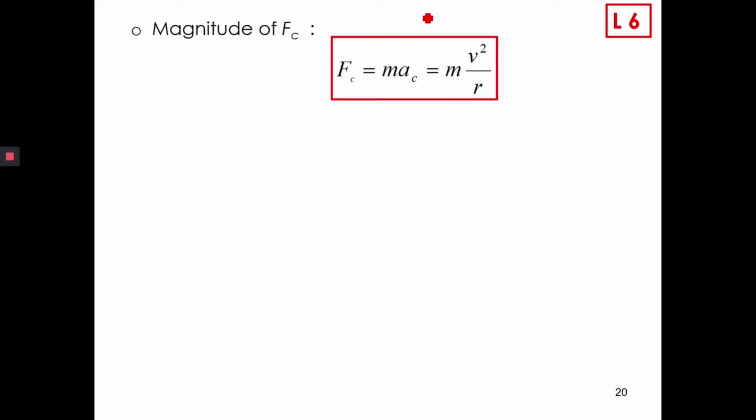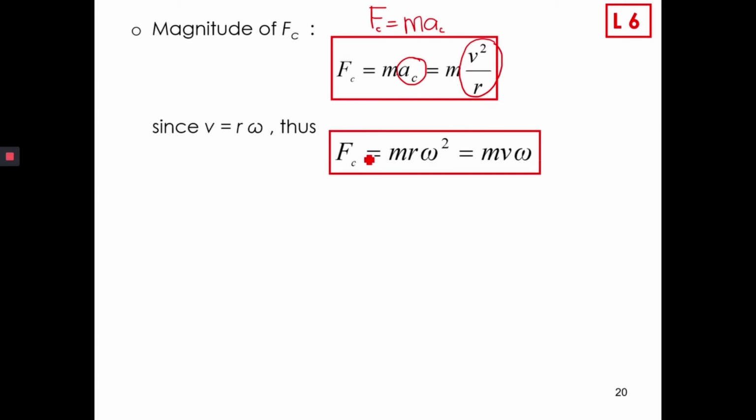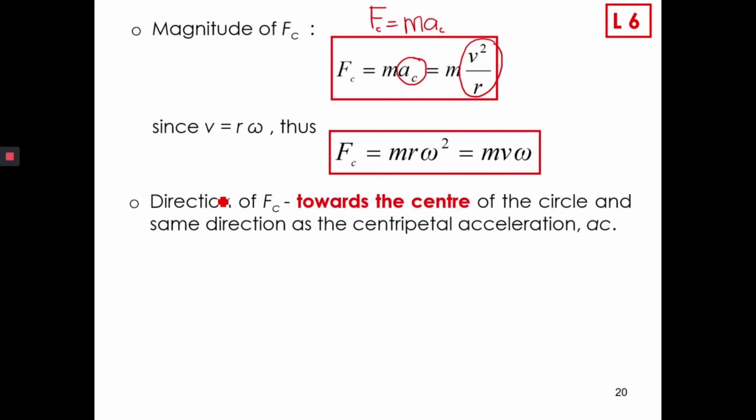Magnitude of centripetal force. So now centripetal force is based on the general formula of force equals ma. So for centripetal force, where we have this F_c here, equals mass times centripetal acceleration, where centripetal acceleration equals v squared over r. So our centripetal force equals mv squared over r. You can relate centripetal force with omega as well. Rearrange the equation, you will get m r omega squared or m v omega.